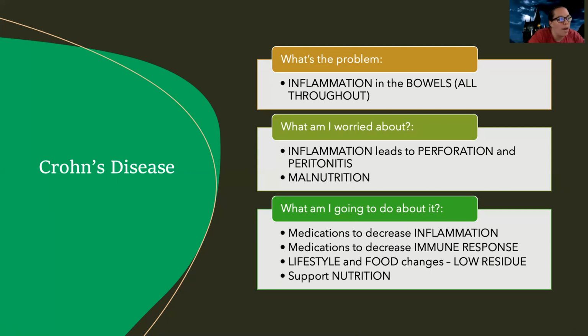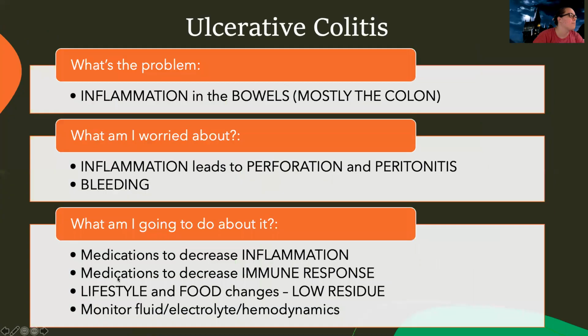So what are we going to do about it? We're going to give medications to decrease inflammation, medications to decrease your immune response, because this is considered an immune disease. And lifestyle and food changes: we go on what's called a low residue diet, so stuff that's not going to hang out in your intestines for a very, very long time. And then support nutrition, make sure that they're getting adequate nutrition, because patients with Crohn's are more prone to chronic malnourishment.